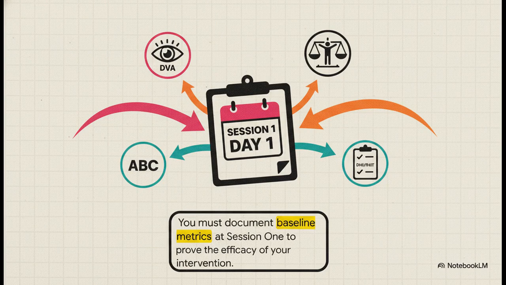But there's a huge catch. A 6-week outcome is completely functionally useless without a rock-solid day 1 baseline. You've got to document DVA, fHIT, DHI, and ABC at session 1. If you don't know exactly where they started, you have absolutely no way to prove your intervention worked 6 weeks down the line. It's the crucial difference between hoping they improved and knowing for sure that they did.